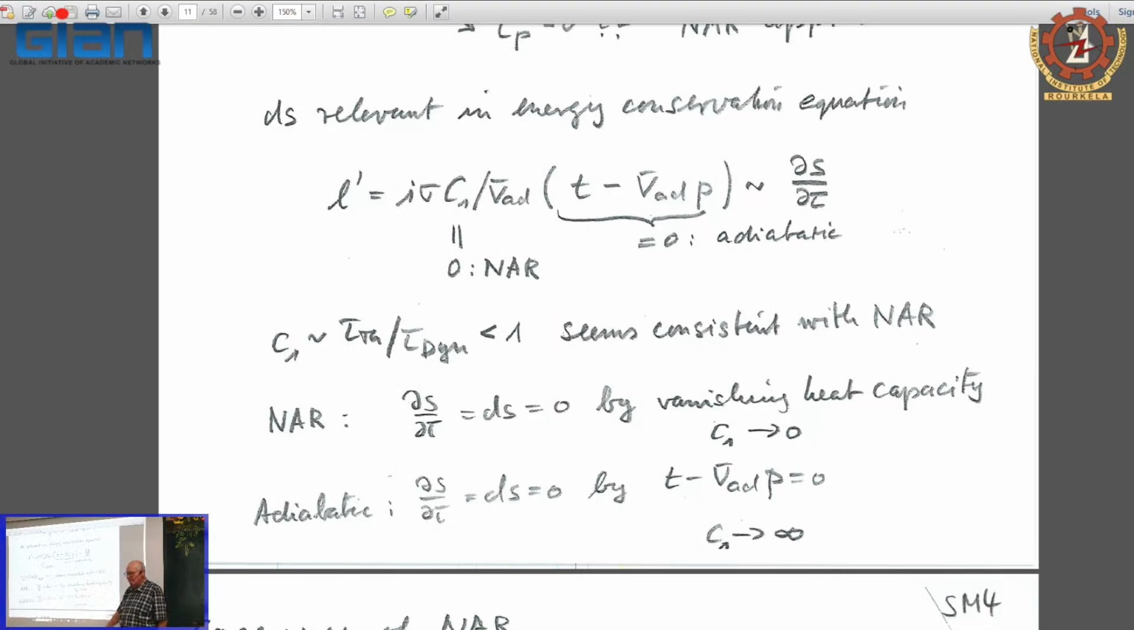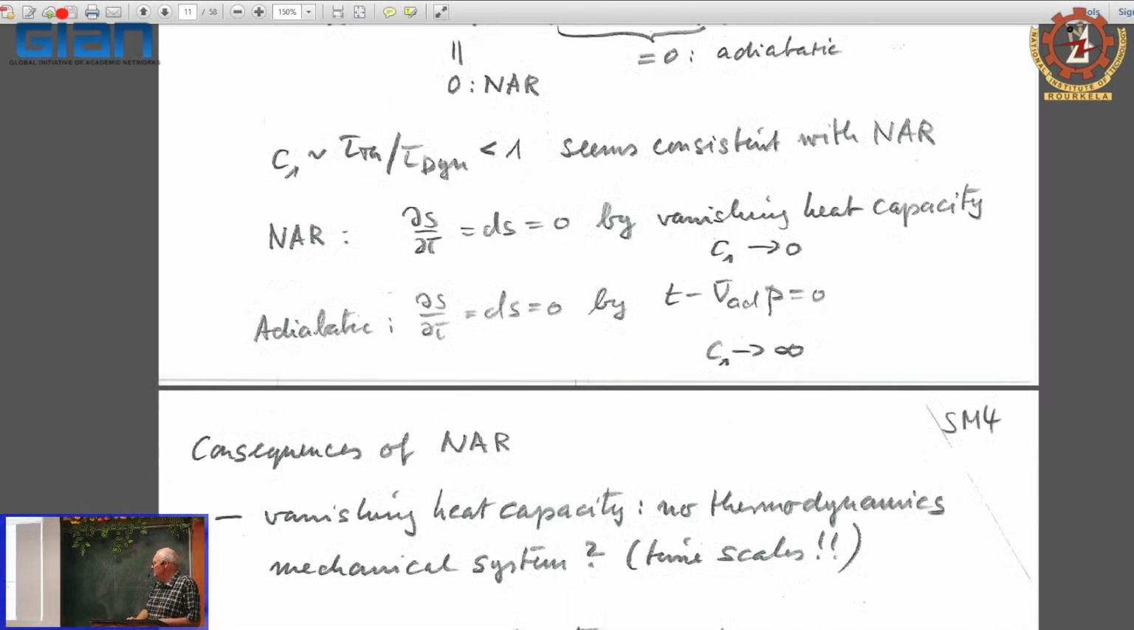So in both cases we are left with ds by dt, but for very different reasons. And in one case it implies a relation between pressure and temperature variation. In the other, it implies simply that this factor is 0. So what is the consequence? We've already talked about one consequence.